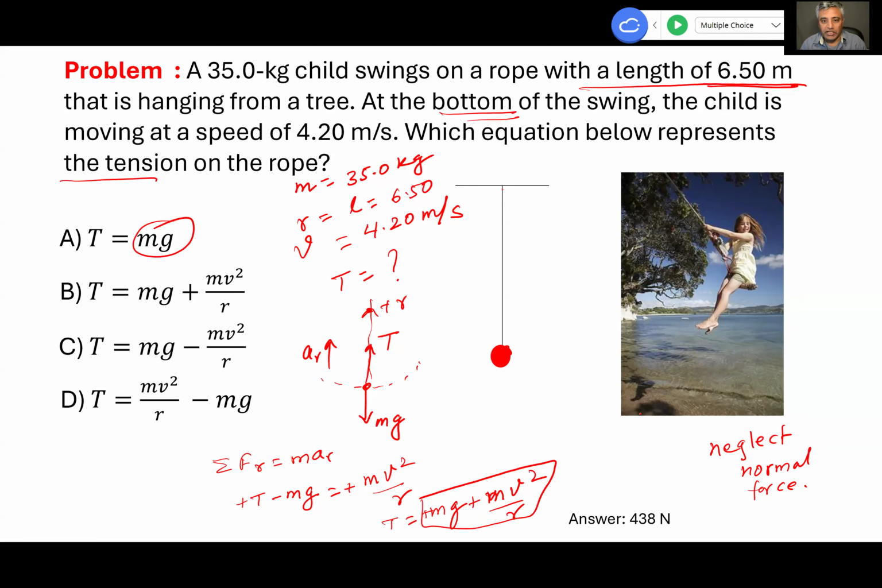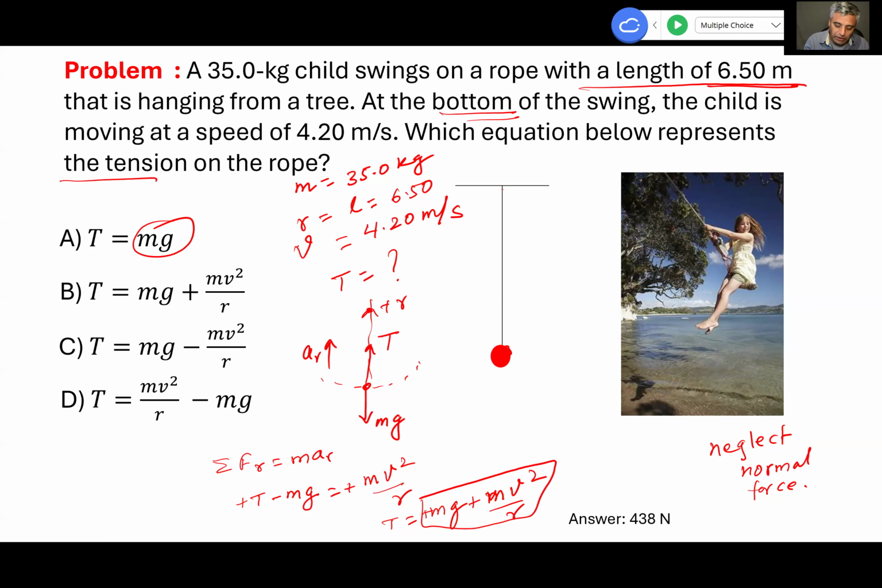So let's say you are trying to make a swing, you want to hang a rope so that kids can go and swing, or maybe even you can go and swing. So in that case, how do you choose a rope? If you just choose a rope that can withstand only the weight of the person, then that's not going to be enough. It's going to break if you swing, because while swinging, tension is larger than mg when you are at the bottom of the swing.